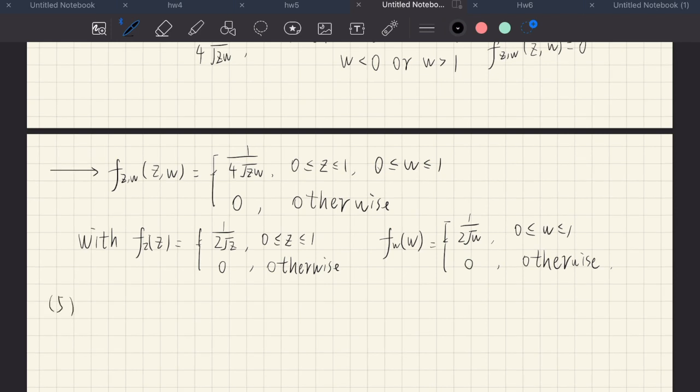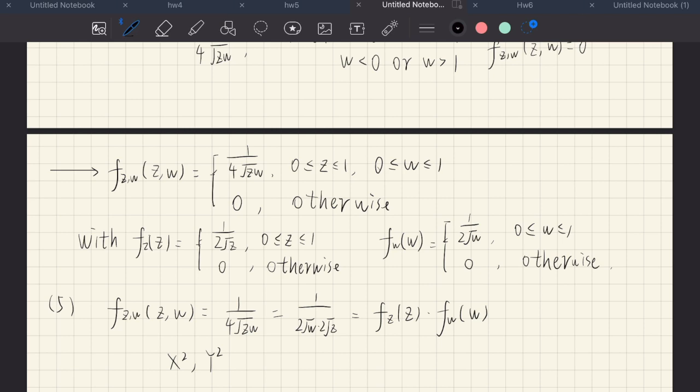And as you can see here, the density function of ZW equals 1 over 4 times square root of ZW, which equals this. This equals the density function of Z times the density function of W. So X squared and Y squared are independent.